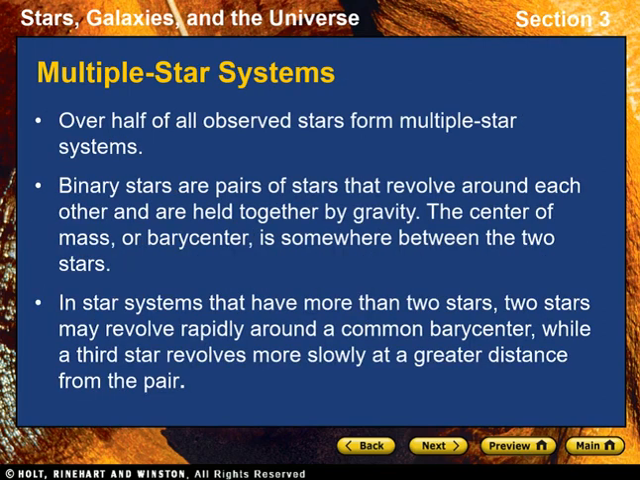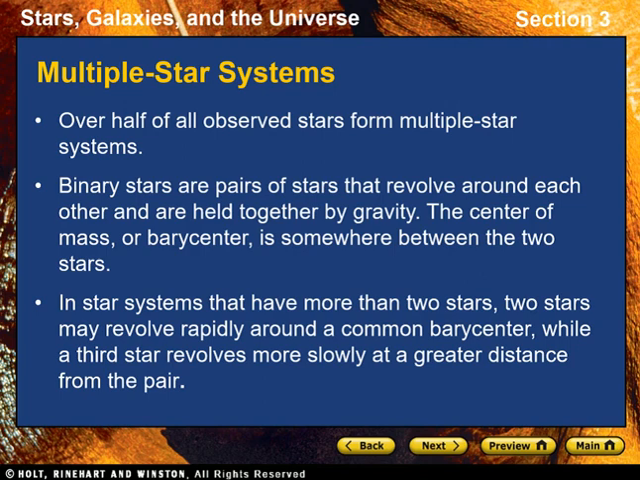Multiple star systems. Stars are not always solitary objects isolated in space. When two or more stars are closely associated, they form multiple star systems. Binary stars are pairs of stars that revolve around each other and are held together by gravity. In systems where the two stars have similar masses, the center of mass, or barycenter, will be somewhere between the stars. If one star is more massive than the other, the barycenter will be closer to the more massive star.